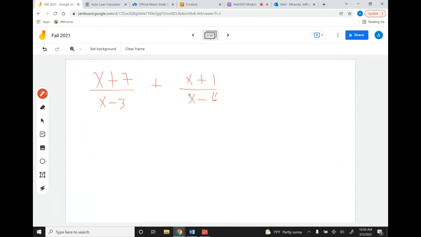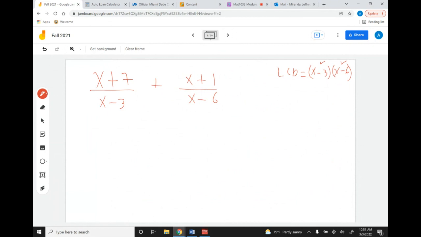You see? So clearly, the LCD will be the product of these two different prime factors. My LCD will be the product of these two. Notice, they differ. X minus 6 is different from x minus 3. So I need a representative from each. Okay. All right, what do I do next?